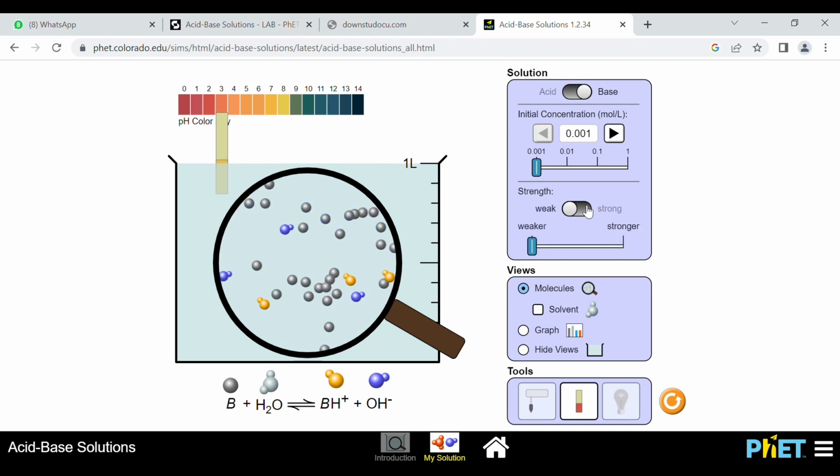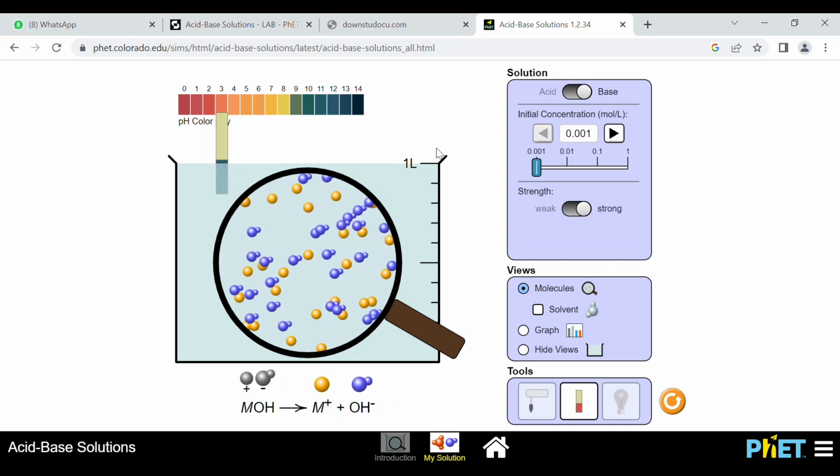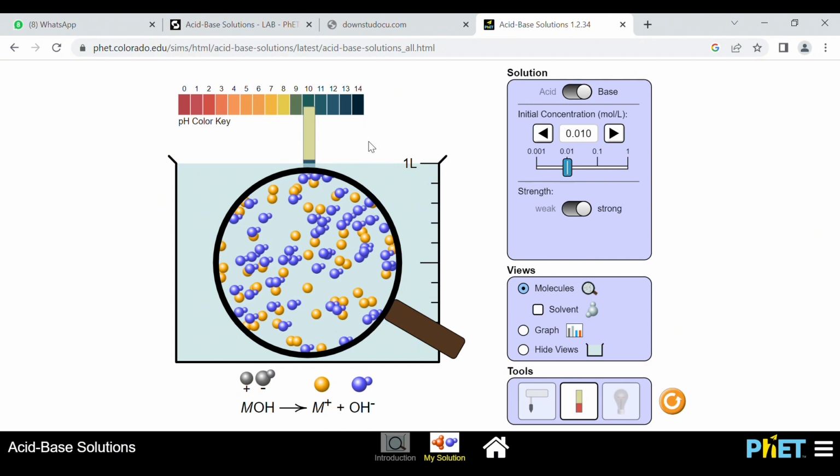Now I have changed to strong base, so we can check when we change the concentration from 0.001 to 0.01 to 0.1, and then to 1, the pH level will be changing. So how do we want to know? We check by using the litmus paper. We dip it and then we check at the pH color key.